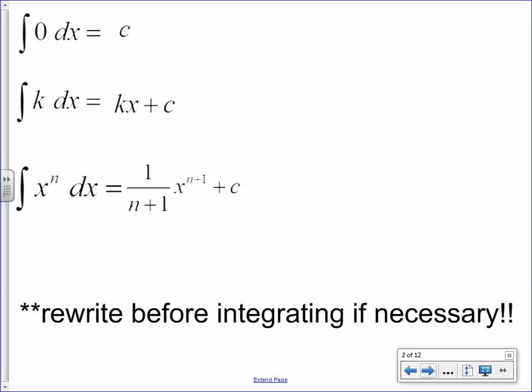I have this down here: rewrite before integrating, or before taking the antiderivative, if necessary. Right now we only have these 3 rules, and our list of rules is not going to get very much longer. So if we can rewrite it to use the power rule, we need to do that to make our lives easier.